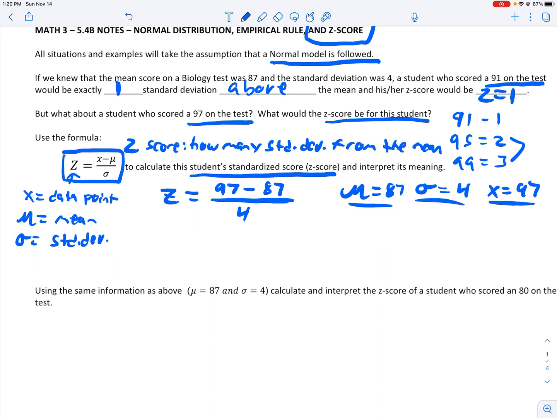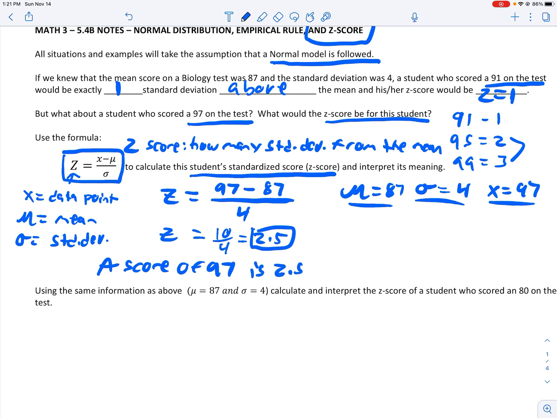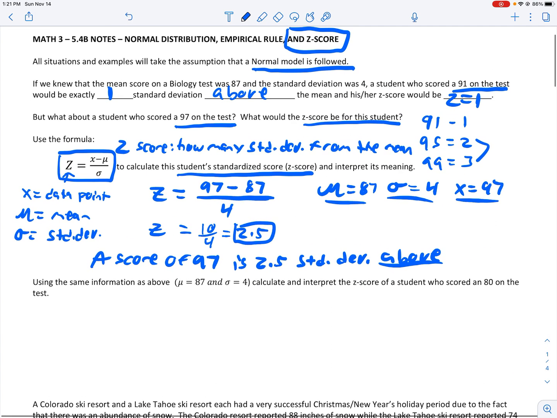So now I'm going to calculate that. So you get 10 over 4, right, which is 2.5. So the z-score is 2.5. So what does that mean? That means a score of 97 is 2.5 standard deviations above the mean.